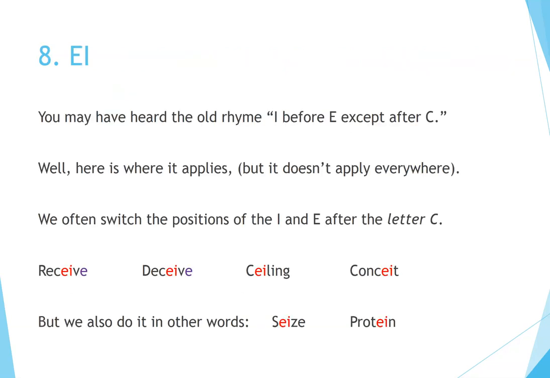8. EI. You may have heard the old rhyme, I before E except after C. Well, here is where it applies, but it doesn't apply everywhere. We often switch the positions of the I and E after the letter C. Receive, deceive, ceiling, conceit. But we also do it in other words. Seize, protein.